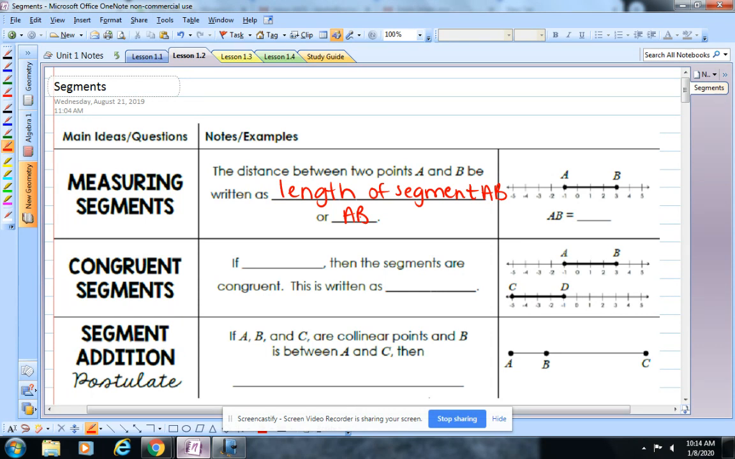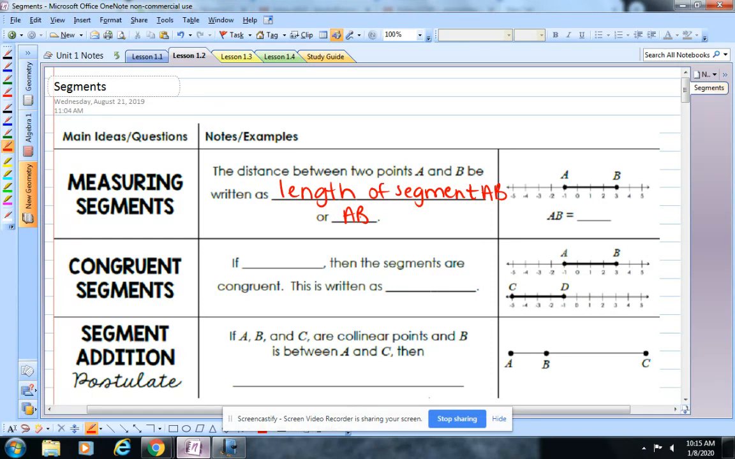On our symbol sheet, you just see two capital letters written beside each other with no symbol. That means the length of the line segment. Just two letters written beside each other means the length of that segment. That is important. Please make sure you write that down on your symbol sheet.